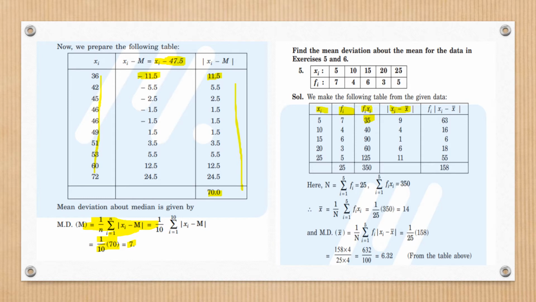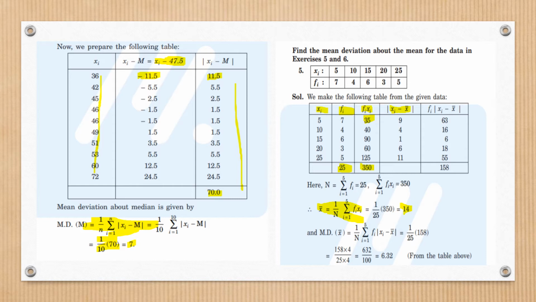So x bar I'll calculate by the formula for observations having xi and fi. I will first find the sum of fi, that is 25. Sum of fi xi will be 350, and my formula for mean will be 1 by n times summation fi xi, right? So it becomes 1 upon 25 into 350, that is 14. Now mod of xi minus x bar will be 5 minus 14, right? It is 9, but here directly the mod is considered, so we will take just the positive values, and the remaining are also calculated like this.